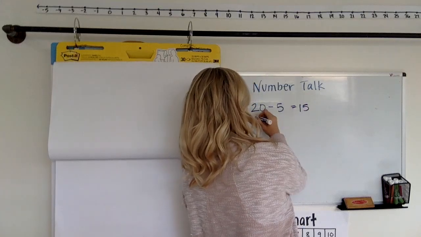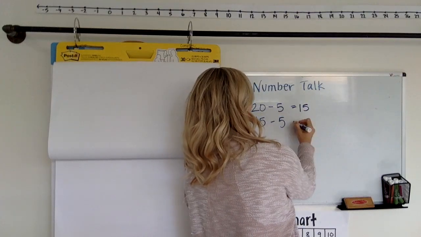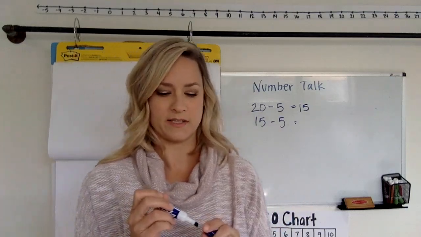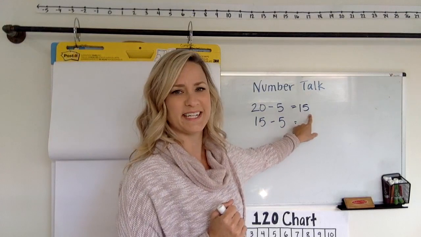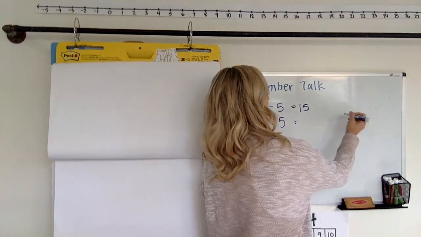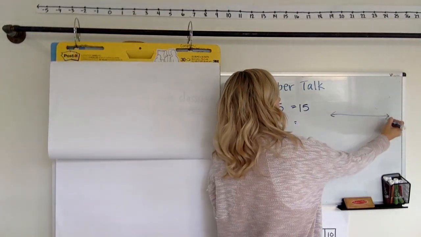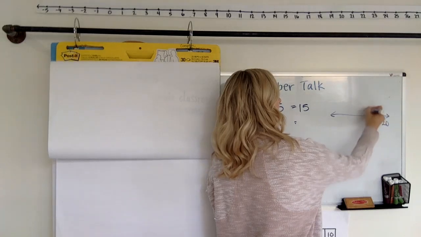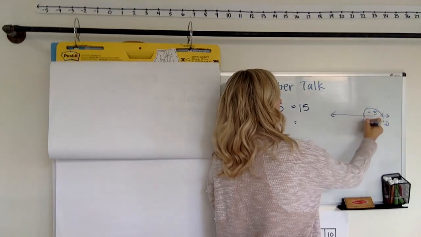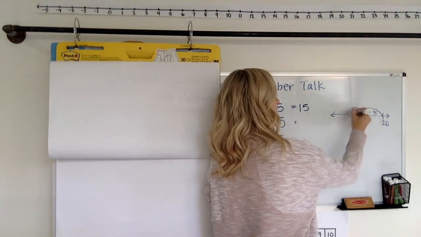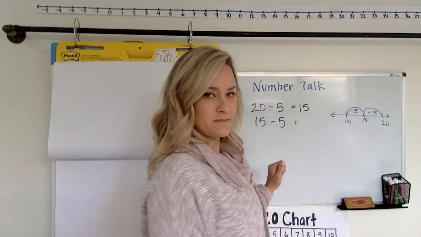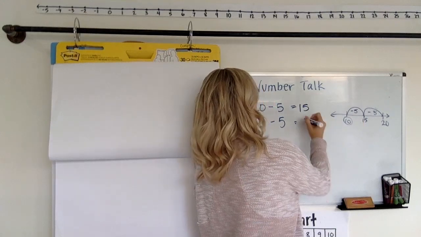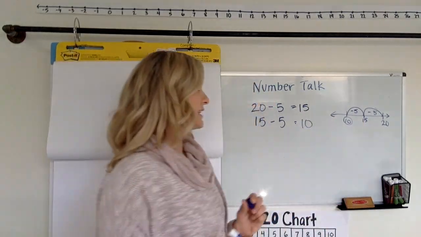The next thing I'm going to ask is 15 minus 5. So 15 minus 5, and they're going to say, wait a minute, that one was the answer. We had 15 as the answer there. So then they might say, well, if we had 20 minus 5 and we got 15, I'm just going to take off 5 more, and I'm going to end at 10. So 10 would be my answer. So maybe they would approach it that way.